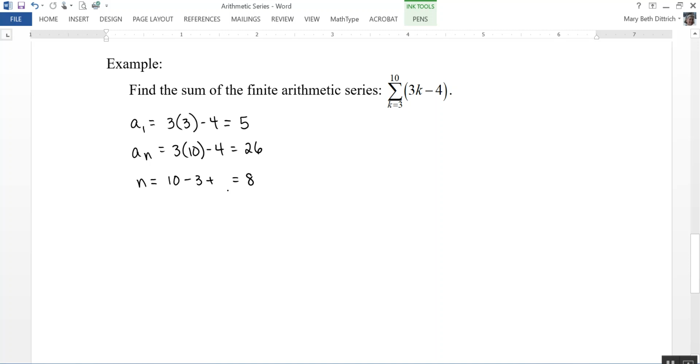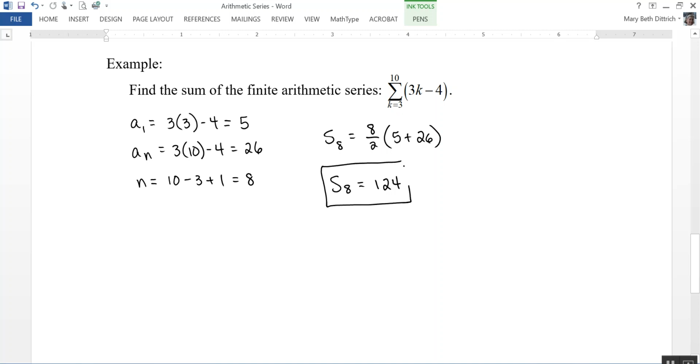Now, why did I write a 7 there? It should be plus 1. Okay? So now I can use my formula. S sub n, or in this case I know it's going to be 8, is equal to n over 2 times a sub 1 plus a sub n. So basically what I'm using this notation for is to find out what is my first term, what is my last term, and then how many terms are there. So S sub 8 is going to be equal to 4 times 31, or 124.